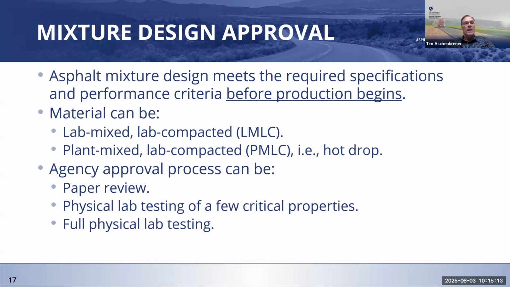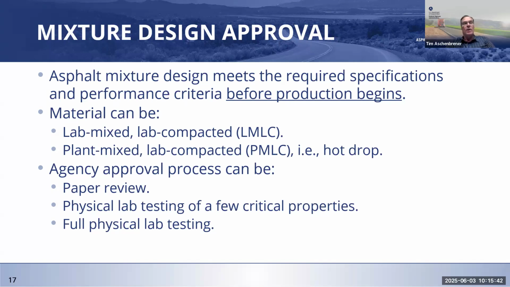And the agency approval process can usually take one of three forms that we've seen as we've looked around the country. One is a paper review. The agency will look at the contractor's results on paper and see if everything passes. Another one is full lab testing. An agency may decide to do full lab testing and check every test and test result that the contractor provided to see if they match.